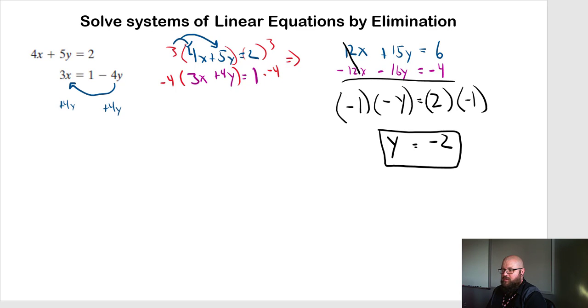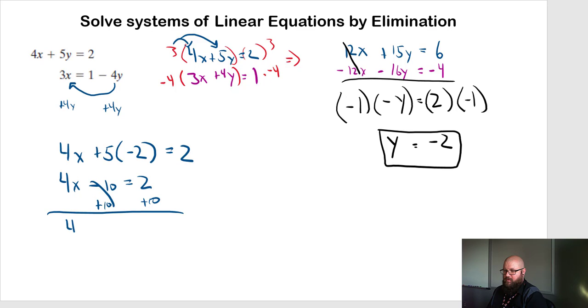Then you're going to need to plug that y value back into one of these equations and solve for x. Let's just take this top one here. So we'll take 4x plus 5, and in place of our y, we'll say negative 2. And that equals 2. So we're going to simplify this down. 4x, and then 5 times the negative 2 should give you minus 10. That equals 2. Then I'm going to add 10 to both sides.